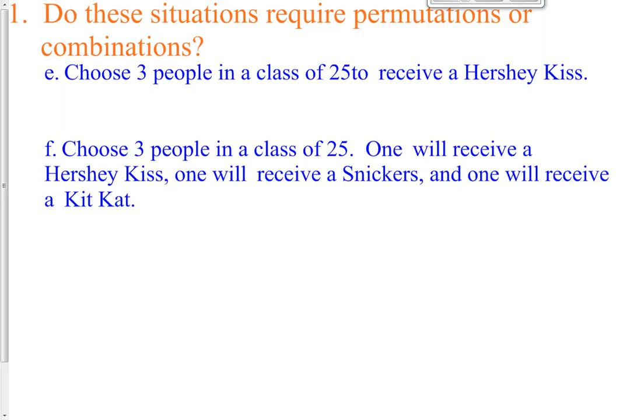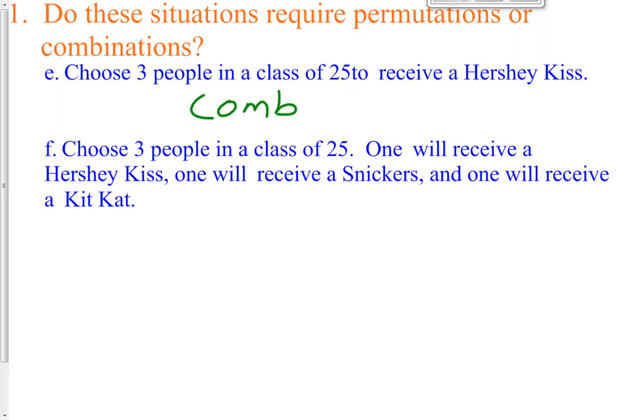Here we go, letter E, choose 3 people in a class of 25 to receive a Hershey's kiss. So the first person is going to get a kiss, and then the second person chosen is going to get a Hershey's kiss, and then the third person is going to get a Hershey's kiss. If you were one of the 3 chosen, does it matter to you if you were the first person, or the third person, or the second person? It doesn't, does it? You all get the exact same prize. So it doesn't matter if you're chosen first, or second, or third. This is going to be a combination.